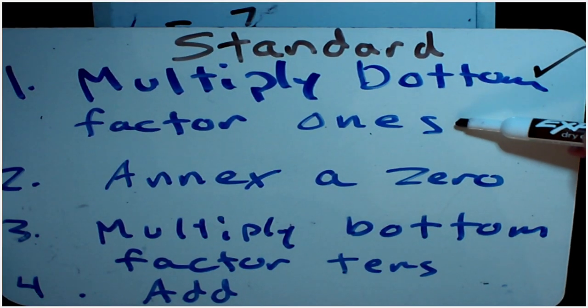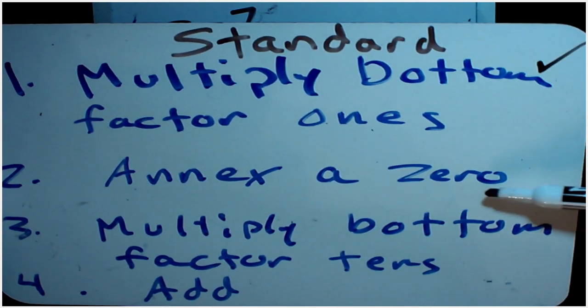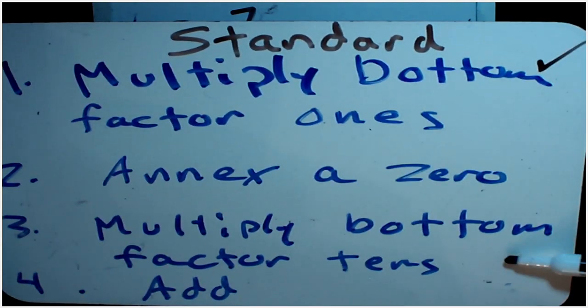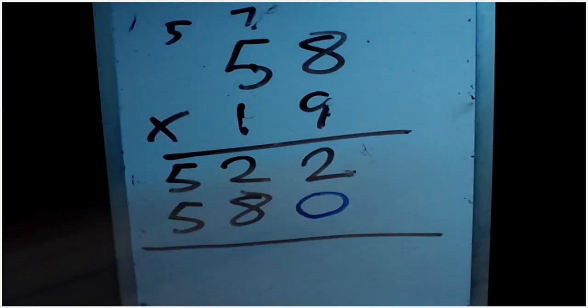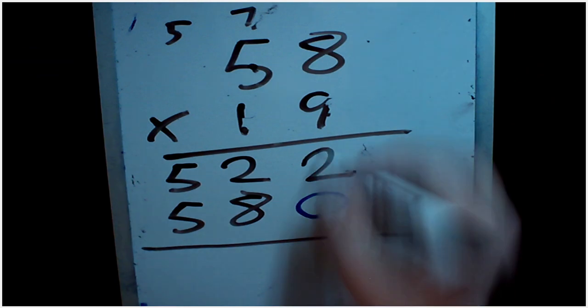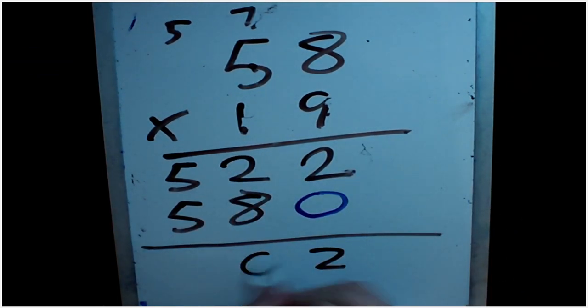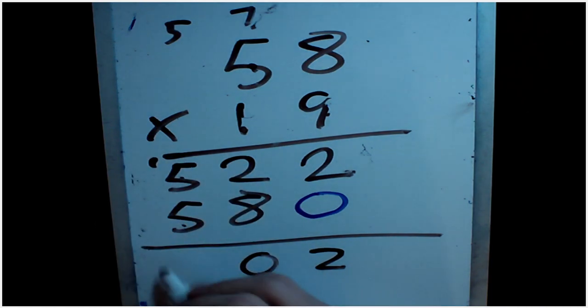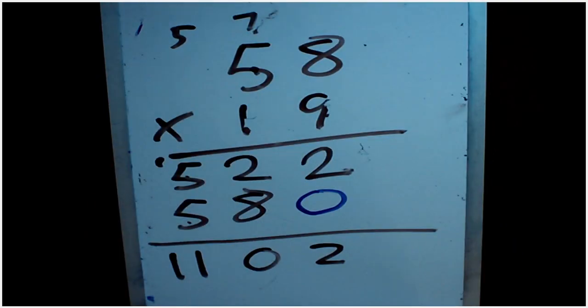So we've multiplied the bottom factor's ones with the top numbers. We've annexed a 0. We've multiplied the bottom factor's tens with the top numbers. And now we are adding. 2 plus 0 is 2. 2 plus 8 is 10. 5 plus 5 is 10, plus 1 is 11. Our answer is 1,102.